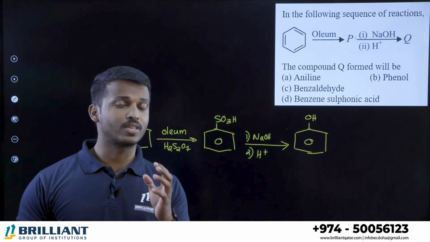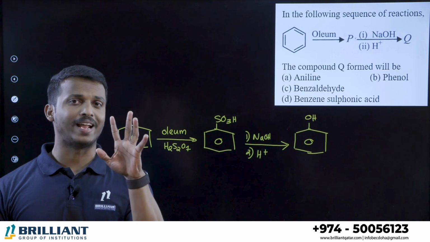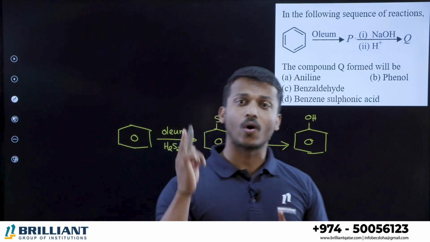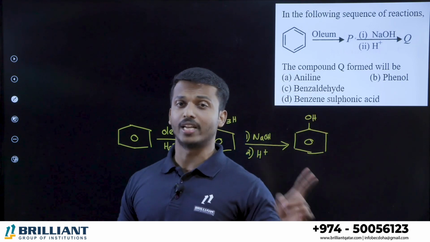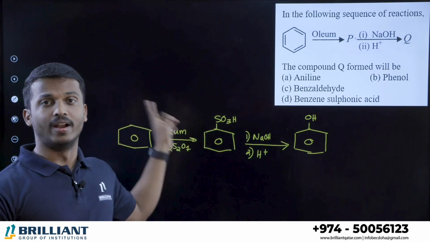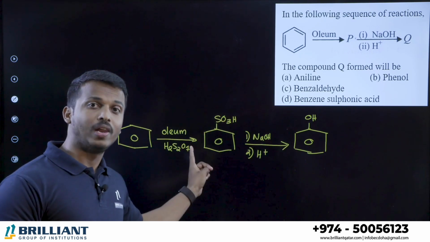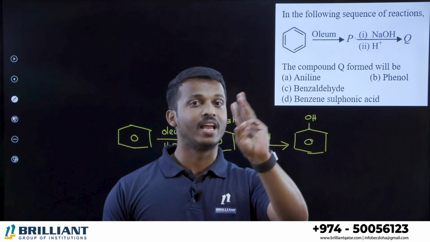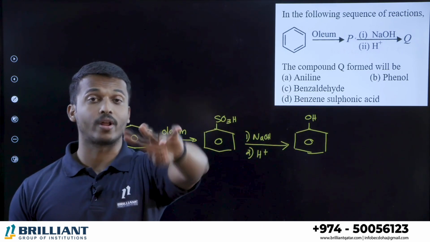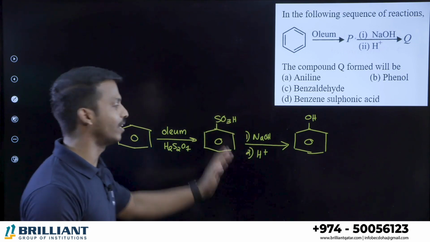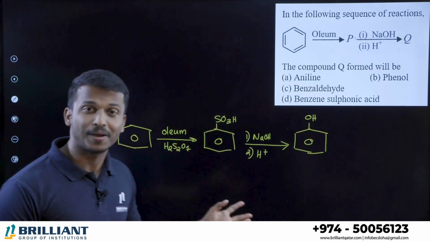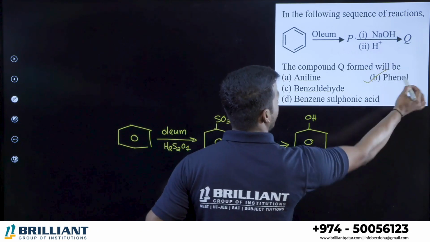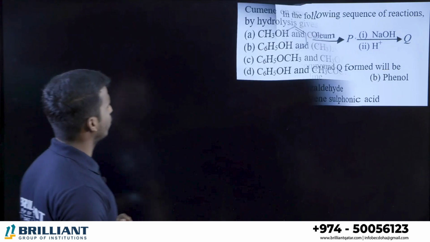Let me remind you, you have studied a total of 4 methods of preparation of phenol in the NCERT textbook. What is the first method? Dow's process, where chlorobenzene is converted into phenol. The second method is this one: benzene converted to phenol, first oleum, then NaOH and acid. The third method is from aniline: first diazotization, then treating with warm water. The fourth method is from cumene. These are the total methods. So this is the preparation of which one? Phenol. The answer is option B. Your final product is phenol. Right.